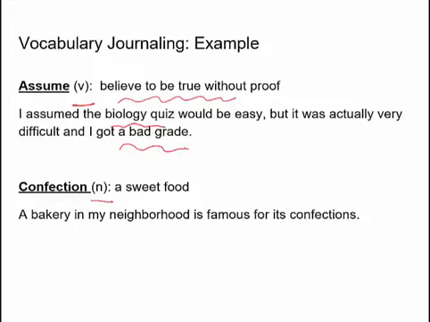All right, the confection one: a bakery in my neighborhood is famous for its confections. So here, this person is thinking about a real place in their neighborhood, and they're putting that word confection in there and associating that word with the real place in their neighborhood for their sample sentence. That's what I suggest that you do as you try to write sample sentences for your words. It's hard. Some words are hard to make a personal connection with. It's okay if you can't think of something immediately, but it can really help to remember those words.